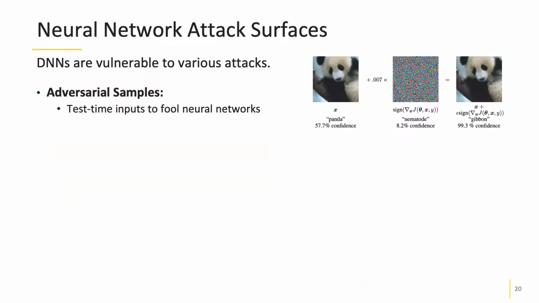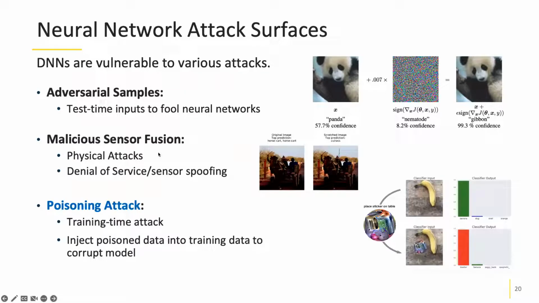Here I will briefly summarize the different attack vectors against neural networks. The first type is adversarial samples, which we showed in the previous slide. These are specifically crafted noise that can be added to the input and divert the prediction of the model. The second type is the malicious sensor fusion attack, and these are deployed in the physical space. The third attack vector is the poisoning attack, which is the focus of this session.